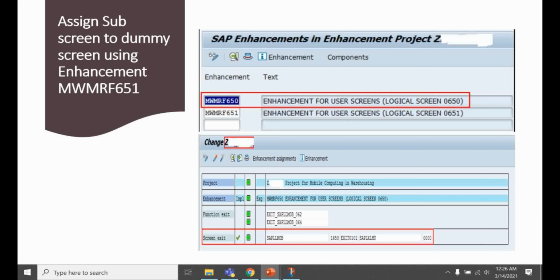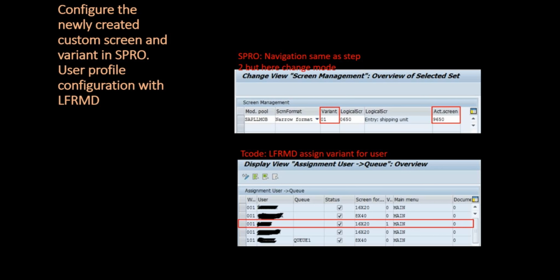Once we have done the component assignment and the screen exit, we have to activate the CMOD project. CMOD is a transaction code to create a new project. Here we have to assign a custom screen to screen management in SPRO. The navigation for SPRO is the same as step number 2, but there we are using the display mode. Here we have to use the change mode to add a new entry.